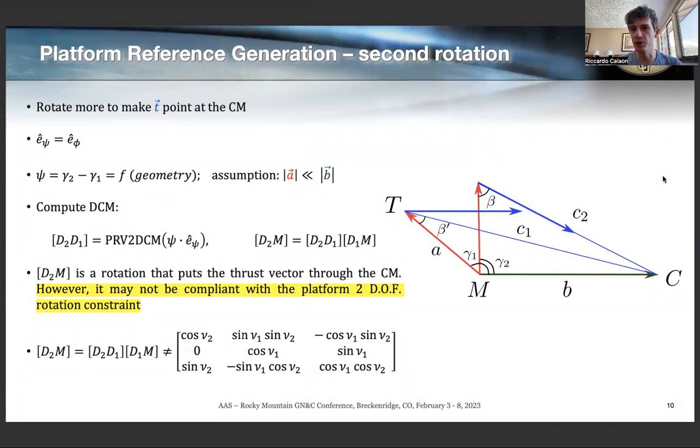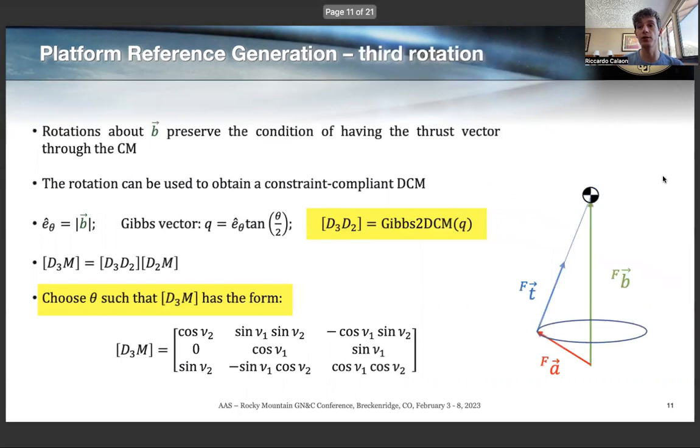These parameters are a function of the geometry of the problem. I, again, would invite you to read the paper if you want to find the details on how this is done. And this allows us to compute a second DCM, D2D1, which can be stacked on the previous DCM, D1M, to compute a matrix D2M that describes a rotation that allows to put the thruster through the system center of mass. Once again, this rotation is not constraint compliant. So how do we ensure constraint compliance?